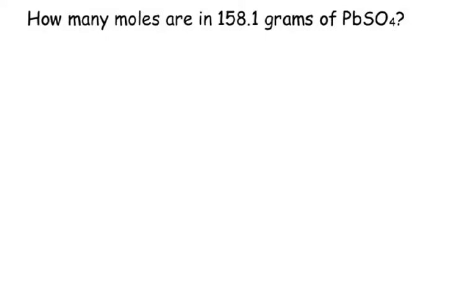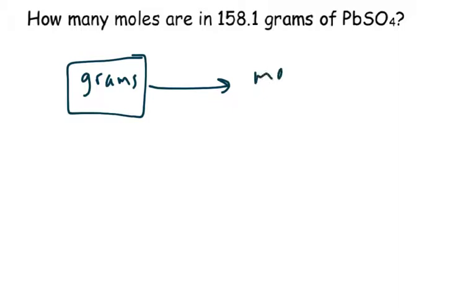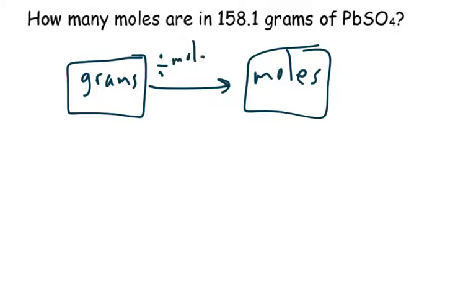Here's our first problem. They want us to find how many moles are in 158.1 grams of lead(II) sulfate. So in the flow chart, we are in grams, and this is really just a one-step problem. We want to go from grams to moles, and if you look at the flow chart, all you've got to do is divide by the molar mass. We're going to use that first formula, or formula number 1.